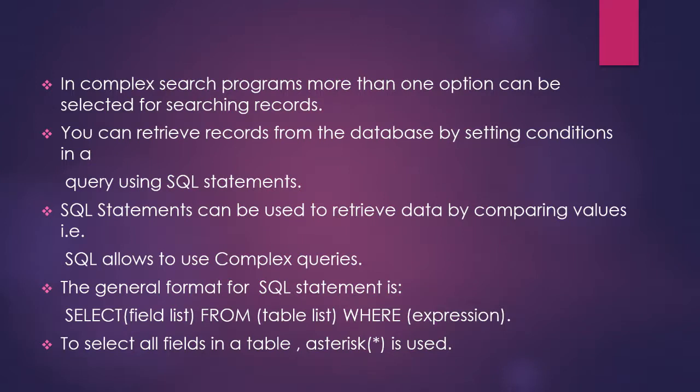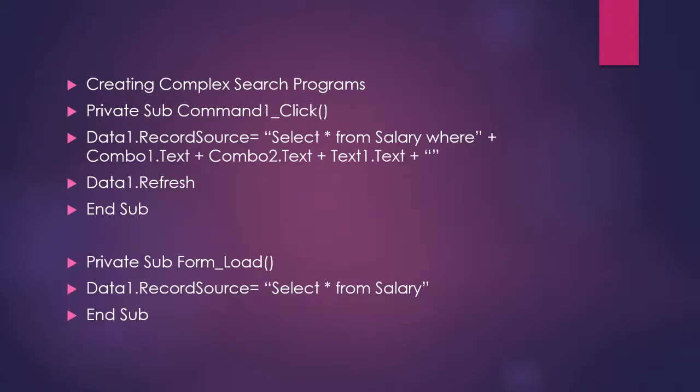Now let's see an example. Let's see a general program for complex search program. Here, private sub command 1 click, that is command 1 is the name of the control and click is the event. That is, when you click on command 1, the further program will be executed. Data1 dot record source. Here, data1 is the data control, and data control is used to connect the database. And record source is the property of data1.